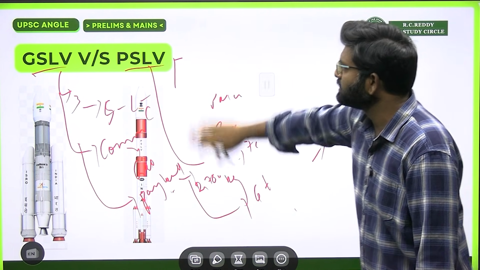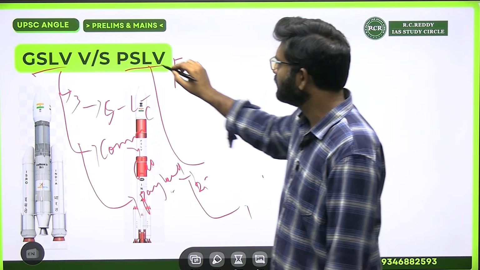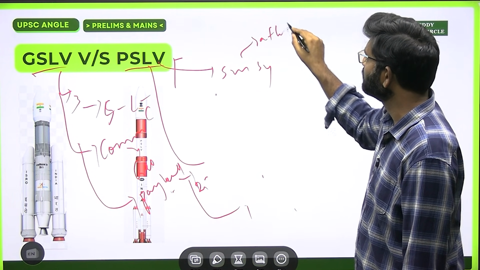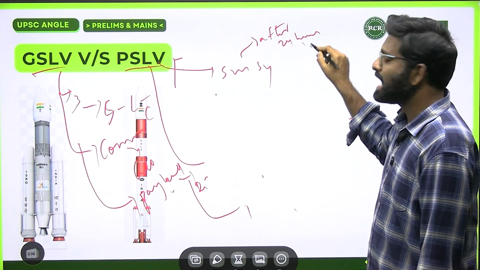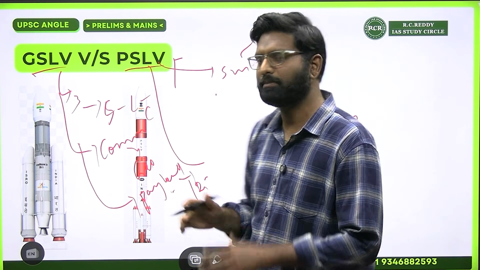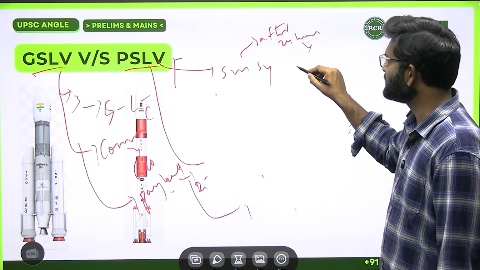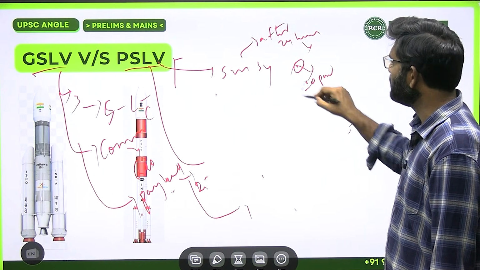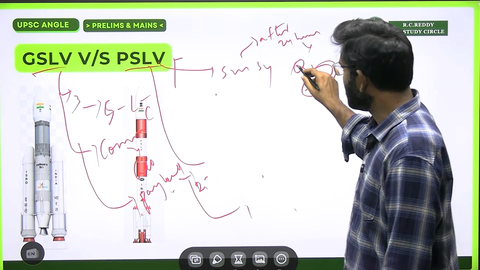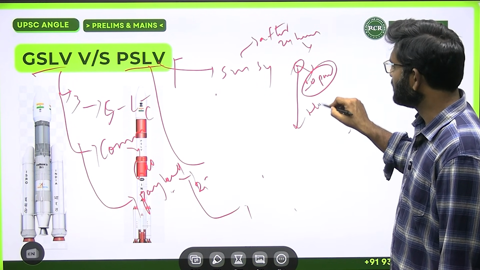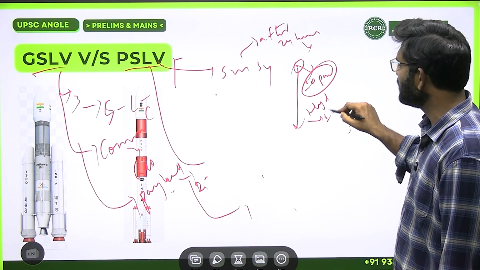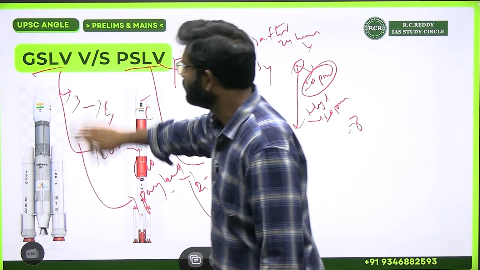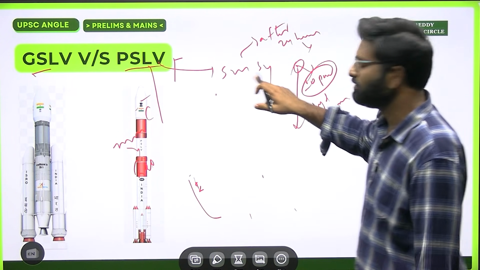So as PSLV launches the satellite in sun synchronous orbit, sun synchronous orbit is nothing but after every 24 hours, the satellite will be present at the same place at same time after every 24 hours. For example, if the satellite is present in Hyderabad at 10 a.m., the satellite will be present next day at the same time at the same place. It will be present at the same time, that is 10 a.m. in Hyderabad next day. So this is nothing but sun synchronous orbit. So with respect to the sun, it will be in sync.